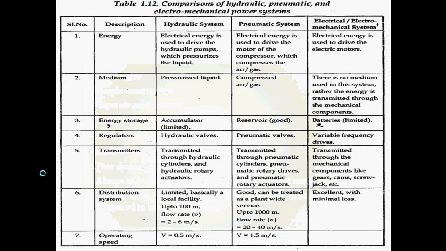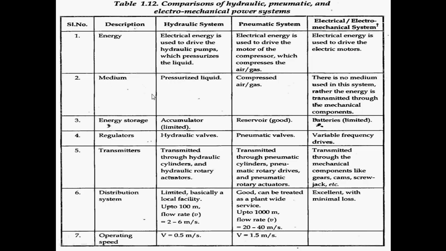So this is the comparison between hydraulic, pneumatic and electric systems. First of all, we describe the energy. Here the electric energy is used to drive the hydraulic pumps, which pressurize the liquid. So this is about the hydraulic system. In the pneumatic system, electric energy is used to drive the motor for the compressor, compression takes place, and the compressed air can be utilized for actuation. But in the electric system, electric energy is used to drive the motor, and we directly get the energy. So this is about the three transformations for hydraulic, pneumatic and electric.